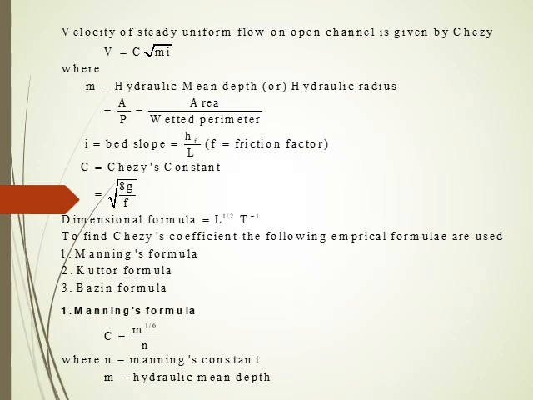If the value of Chezy's constant is not given with respect to friction, we can use the equation square root of 8 g by f. With this equation, we can calculate the value of Chezy's constant if it is not given in the question. The dimensional formula for Chezy's constant is L to the power 1 by 2, T to the power minus 1. To find the Chezy coefficient, the following empirical formulas can be used: Manning's formula, Kutter's formula and Bazin's formula. With these three equations, we can calculate the Chezy coefficient.